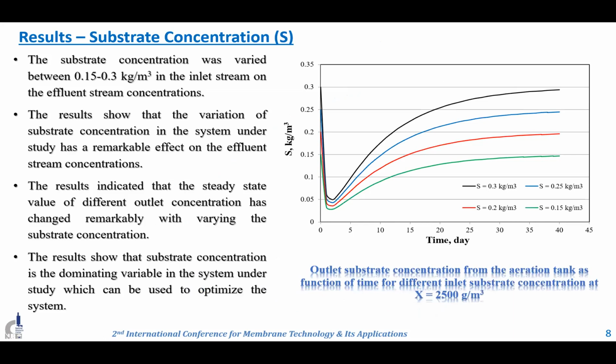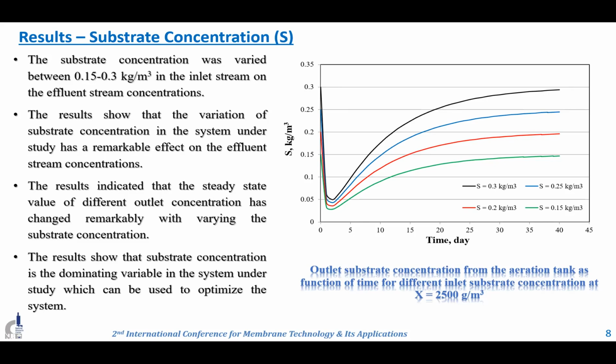On the other hand, substrate concentration has really showed a great effect on system performance, as you can see here. So either during dynamic period or at steady state, the substrate concentration showed a great effect on the system performance. And we have varied the substrate concentration between 0.15 to 0.3 kilogram per meter cube. Our results indicate that the substrate concentration is the major factor affecting the performance of the system.